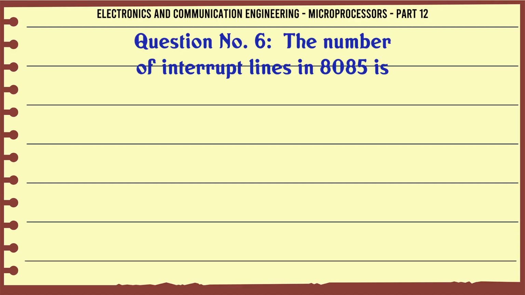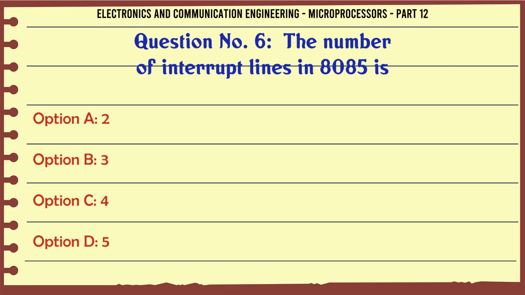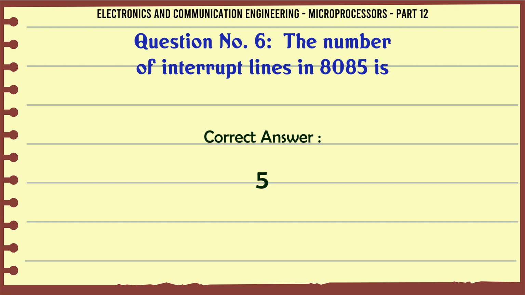The number of interrupt lines in 8085 is A: 2, B: 3, C: 4, D: 5. The correct answer is 5.